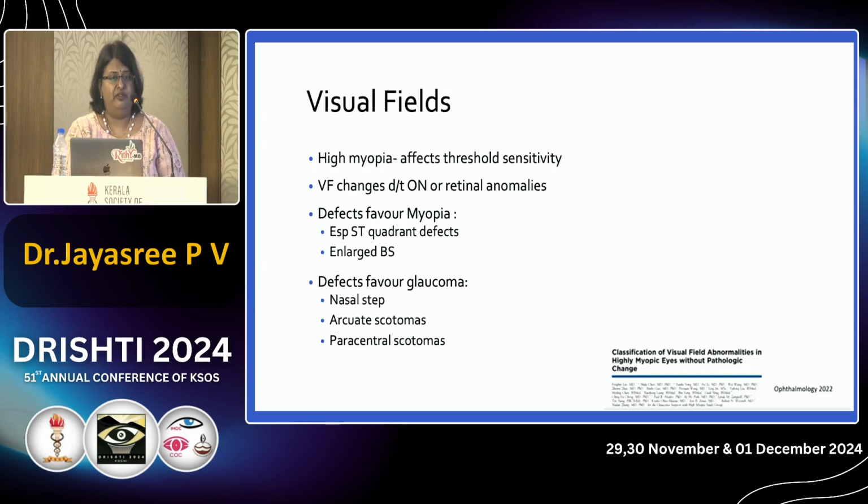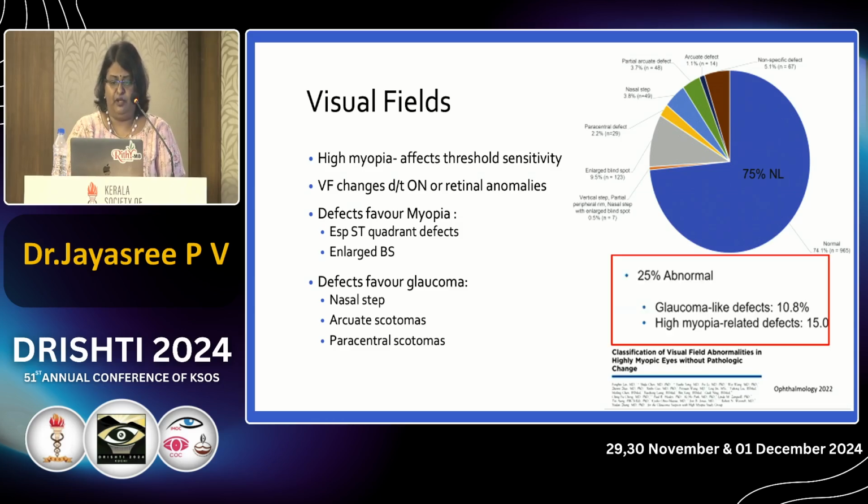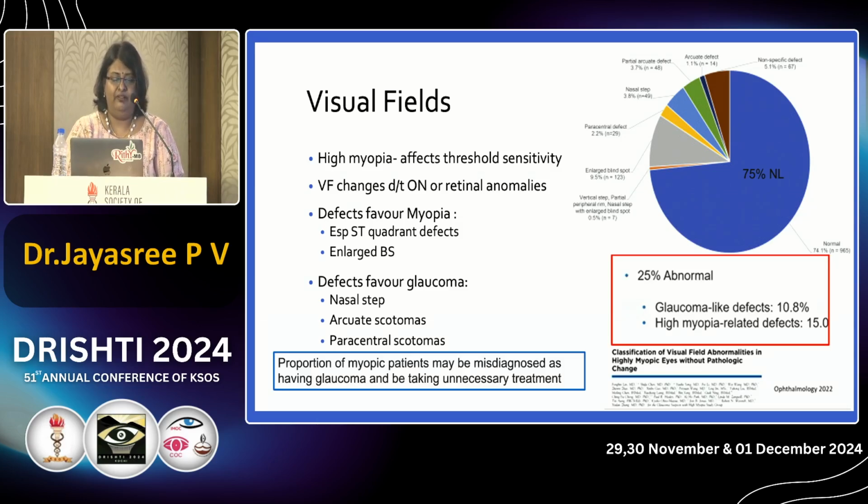What happens in visual fields? Myopia has threshold sensitivity which is low, and there are defects that favor myopia and defects that favor glaucoma. An enlarged blind spot is a defect that favors myopia. So even if you have a normal disc, there is a certain proportion of myopic patients who can be misdiagnosed as having glaucoma, and they might end up taking unnecessary treatment.